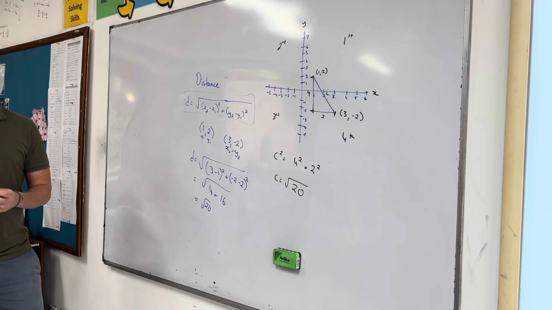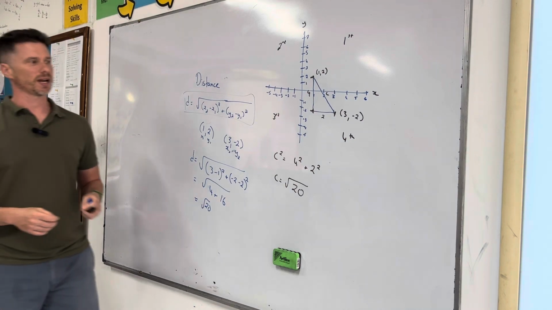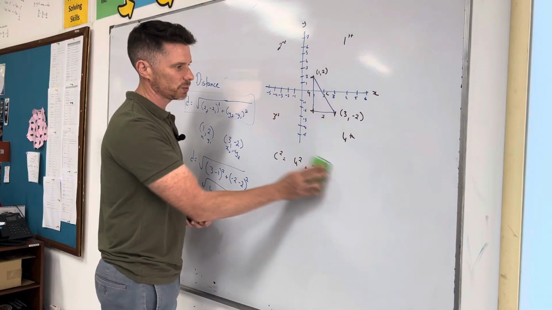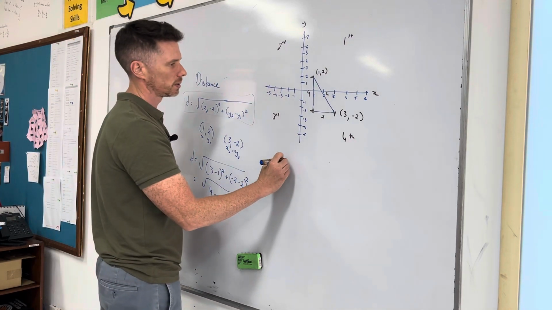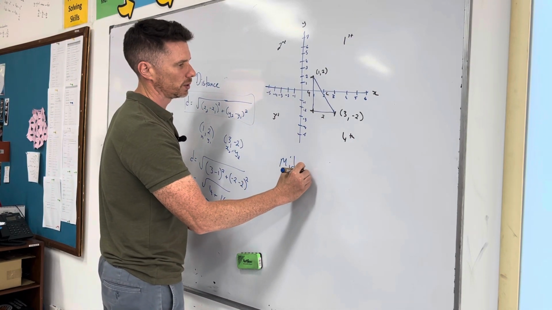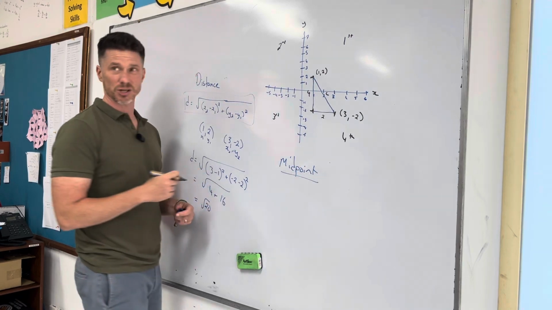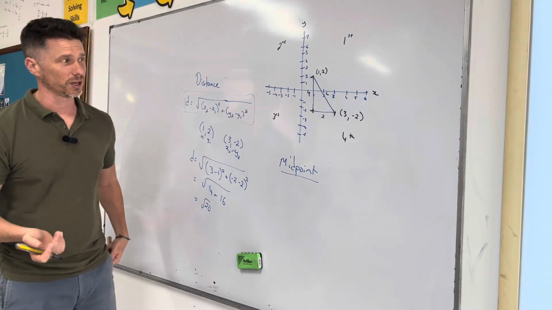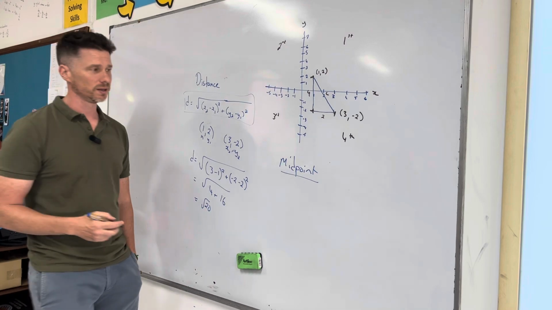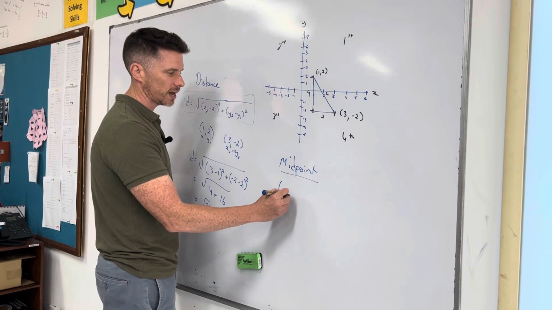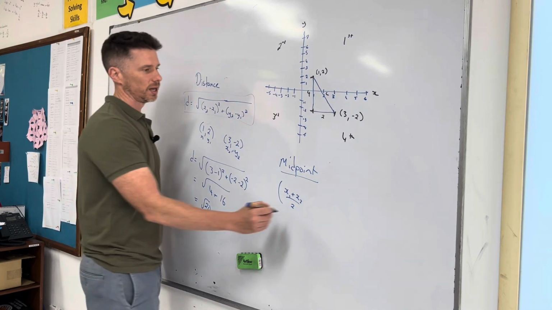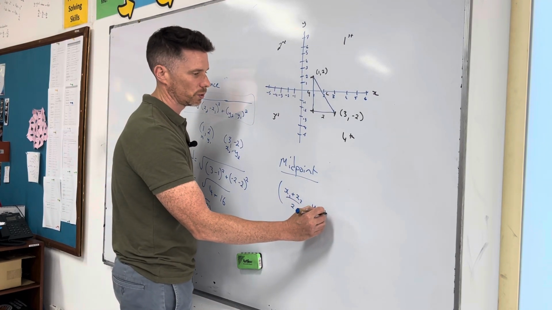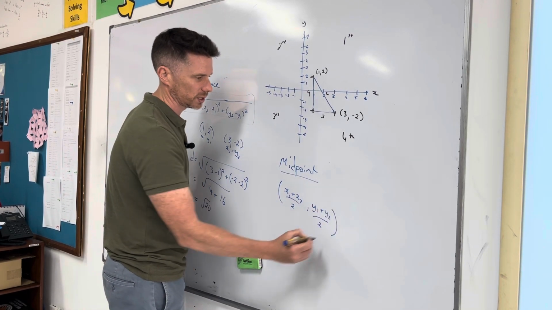Okay, sometimes as well we can be asked for the midpoint between 2 points, so the halfway point. There is a formula for that. There's a logical process as well. It will be halfway on the x and halfway on the y. The midpoint formula is to add the 2 x-coordinates up and divide by 2 to get the average, and add the 2 y-coordinates up and divide by 2 to get the average.